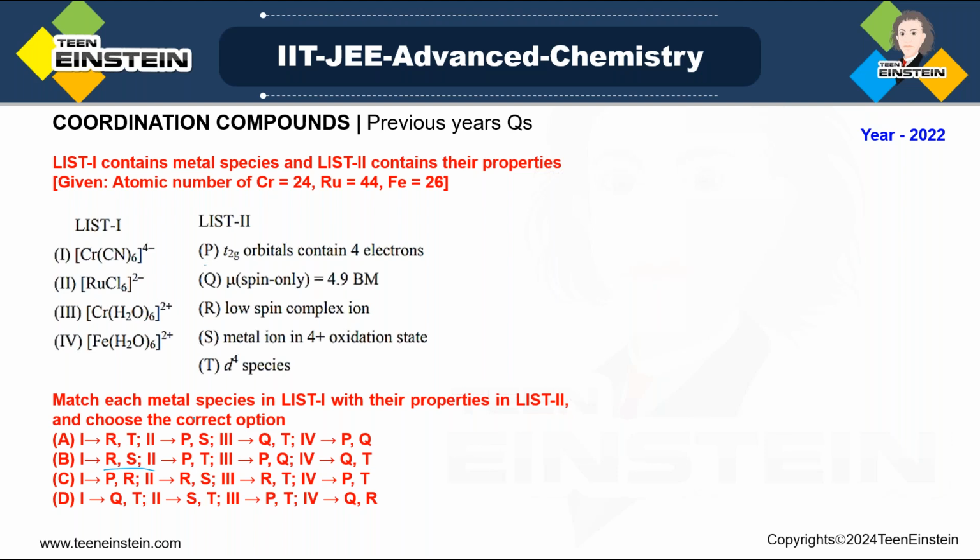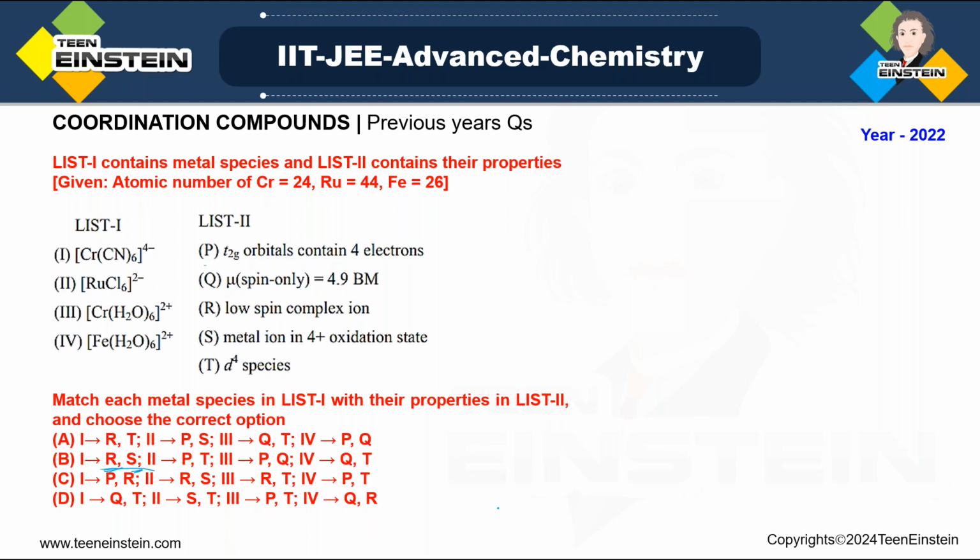So it may be matching with 3 to 4 statements in list 2, but sometimes less than that can also be mentioned. As we proceed, what I am saying will become clear to you. So let's start. The first complex is chromium hexacyano 4 minus.